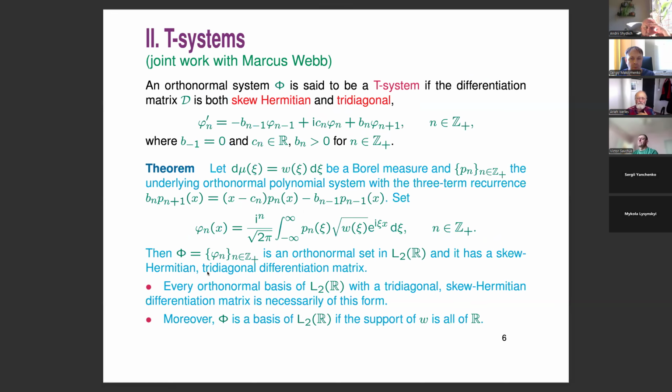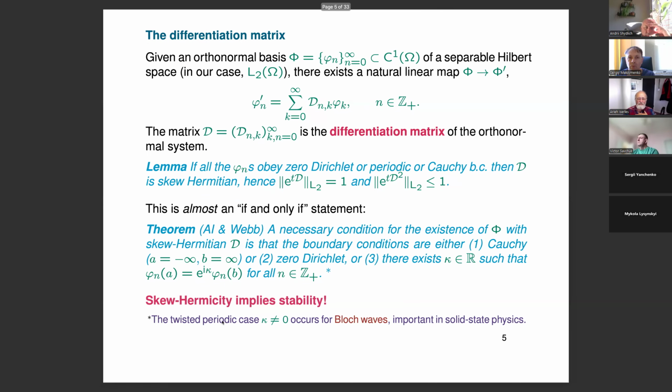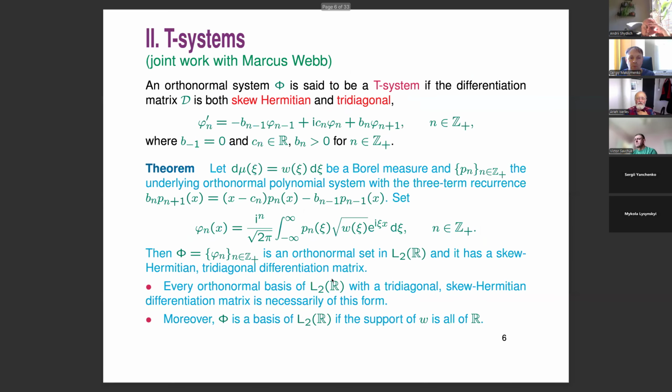And now, let us see, in this case, how can we design systems with skew-Hermitian differentiation matrix. So this is the first requirement. And here we need to distinguish between two situations.